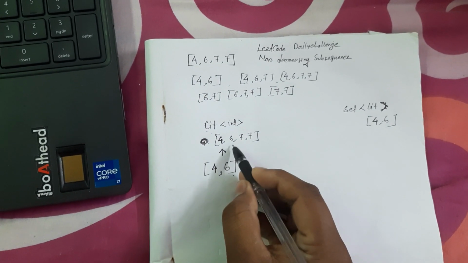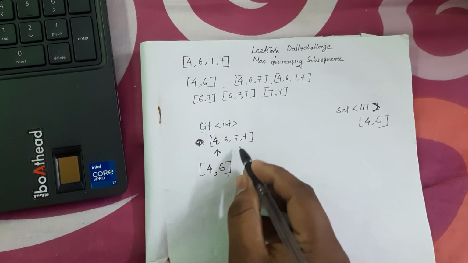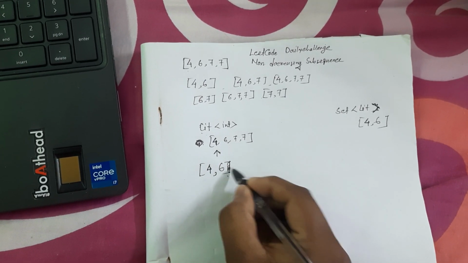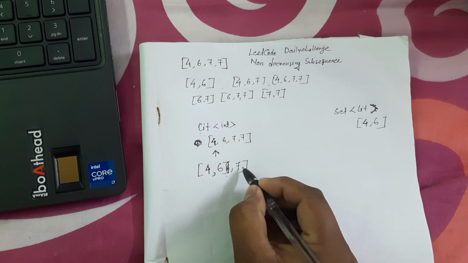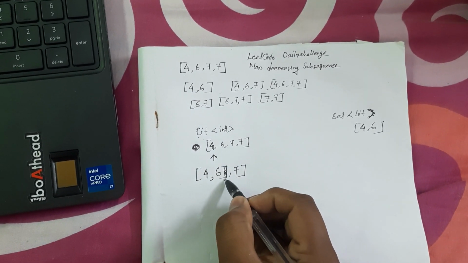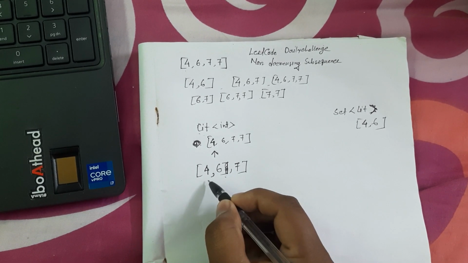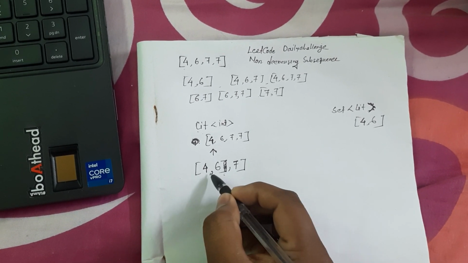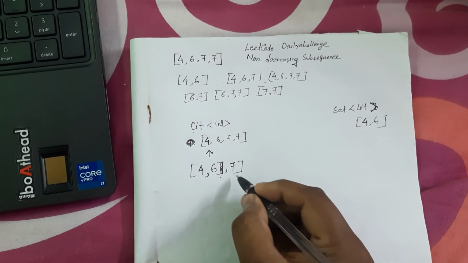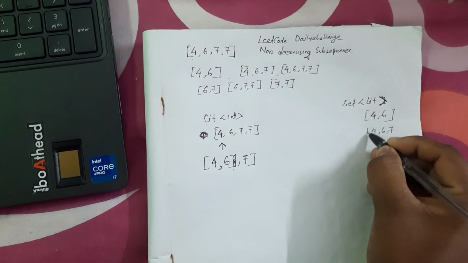Now we just go ahead and increase the index. Again we come across 7, so I will add the 7, and 7 is also greater than our previously inserted element. We get another list, 4, 6, 7, and its size is also at least 2. So I will add 4, 6 and 7.